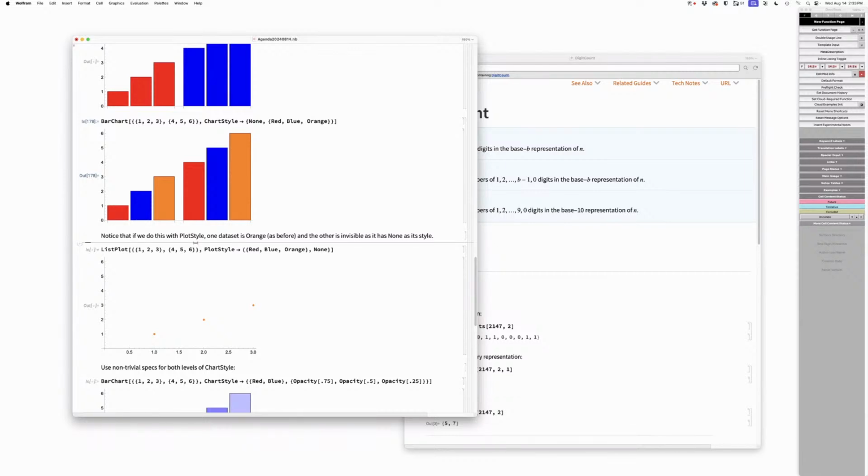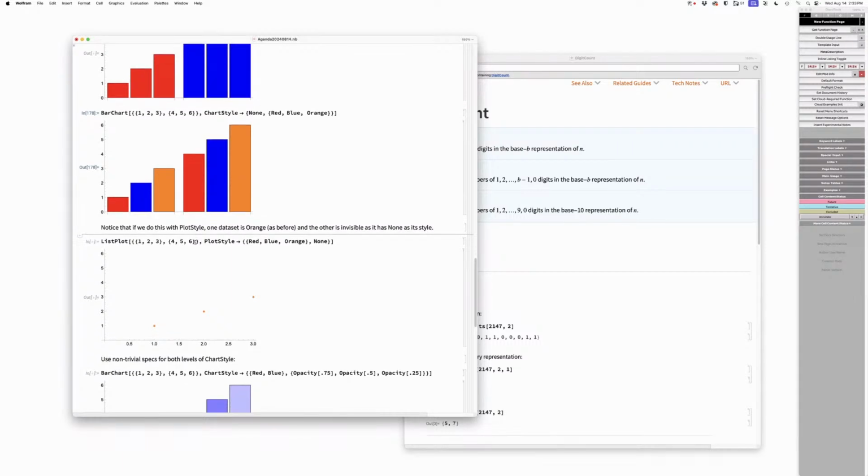I don't know if this is a feature or a bug, but if we did none, the orange wins, which is why one series is orange, and then for the second one we have none in that list plot there, which is why you don't see the second series. Although if you hover over the right space, you'll get the dynamic highlighting. I'm not sure if that's a feature or a bug. I was not expecting that. Neither was I, but I think it's a bug.